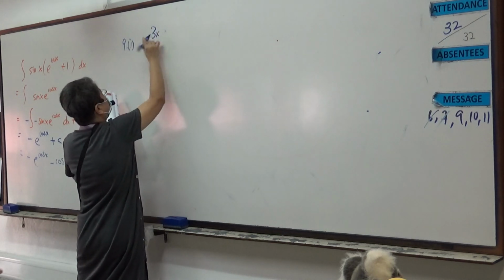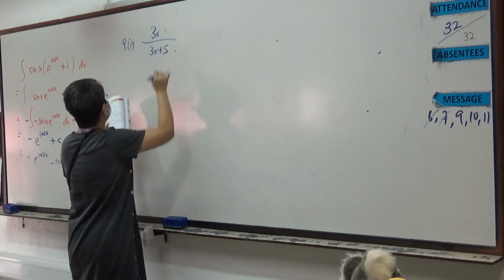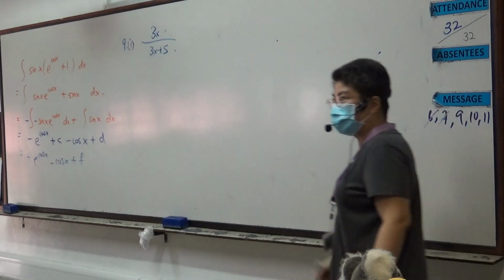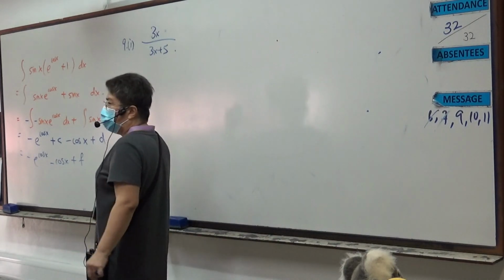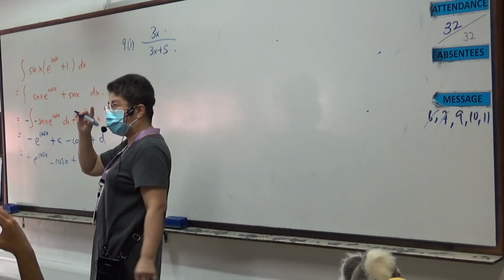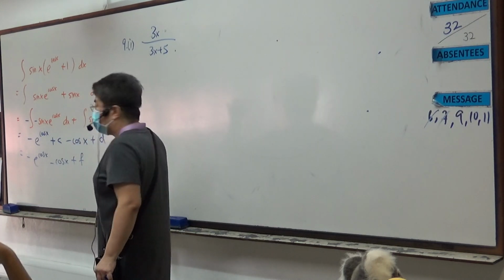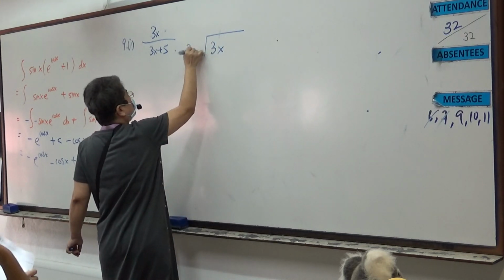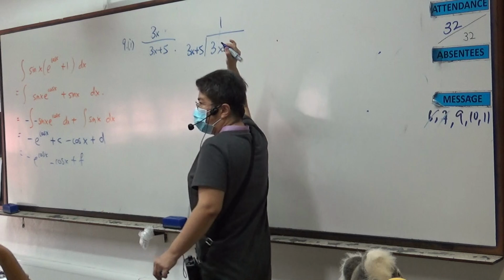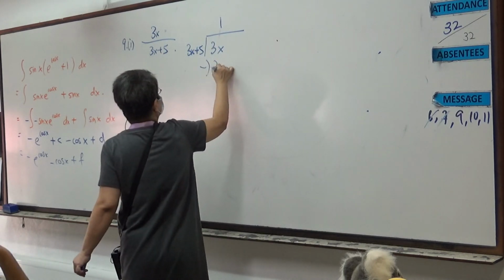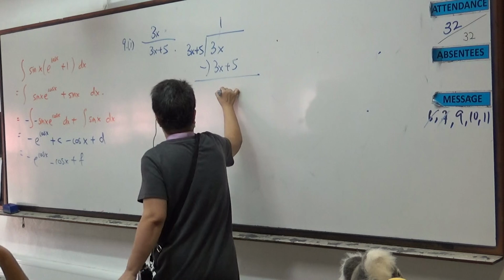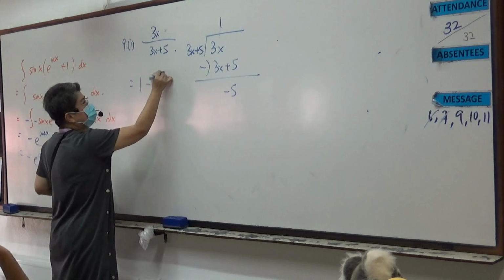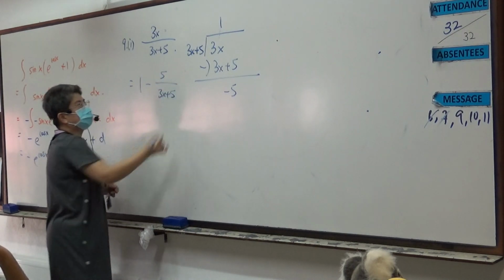3x over 3x plus 5. Now, do you agree that this is actually an improper fraction? Because both are 3x power 1. You can do it as long division, okay? That means we can do this way. Am I right? This is a 1, then minus, I will have a negative 5, right? Okay, so this one is actually 1 minus 5 over 3x plus 5, correct?